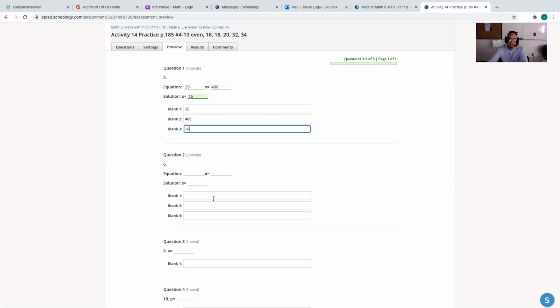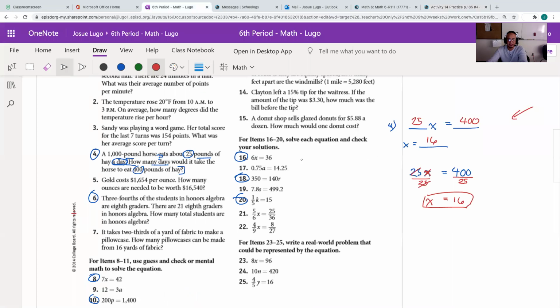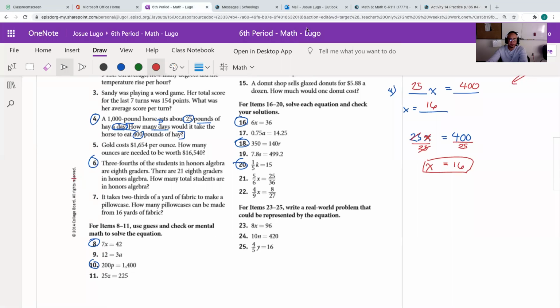And number 6, we're going to do the same thing, except that the problem is a little bit different. Let's go ahead and do number 6. I'm going to do number 6 over here on the side. Number 6 reads, 3/4 of the students in honors algebra are 8th graders. There are 21 8th graders in honors algebra. How many total students are in honors algebra?